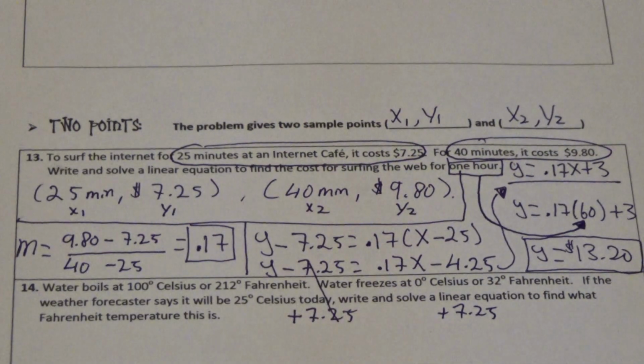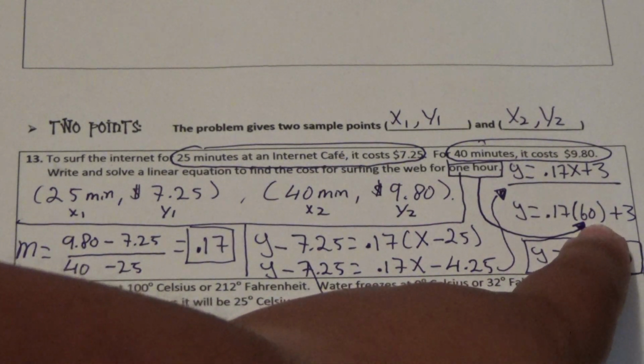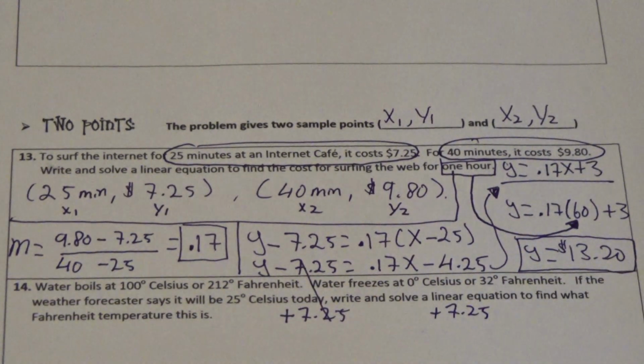For 1 hour, there are 60 minutes. So all I have to do is plug it into my new formula. 0.17 times 60 plus 3 should get you $13.20.